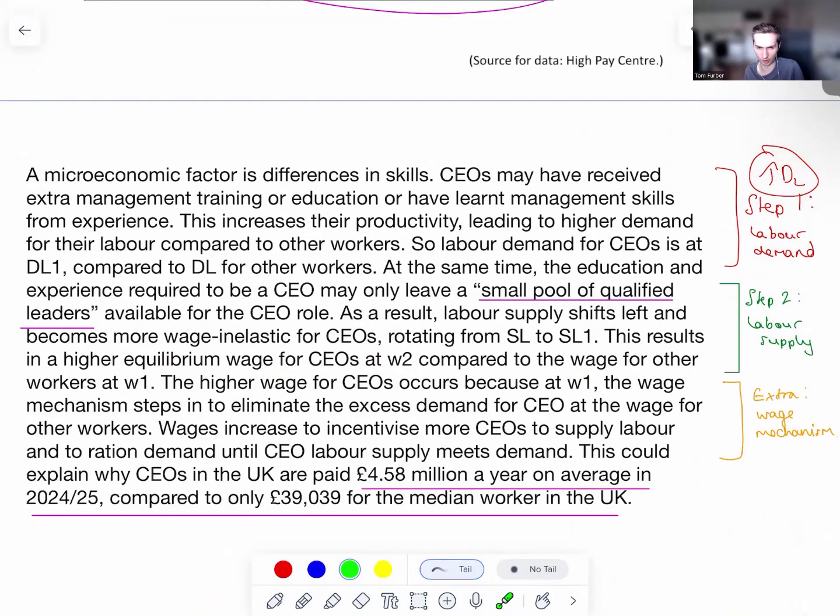Now, we can also use this opportunity to explain why the wage has to rise for CEOs as a result of skill differences. At the original wage for other workers, there would be excess demand for CEOs, and so the wage mechanism, same thing as the price mechanism in a sense, steps in to eliminate the excess demand. Wages increase above W1 to incentivize more CEOs to supply labor, and to ration demand, so to force some firms that don't really need CEOs to reduce their demand, until CEO labor supply meets demand at a higher wage. And this could explain why CEOs in the UK are paid 4.58 million a year on average, compared to £39,039 for the median worker in the UK.